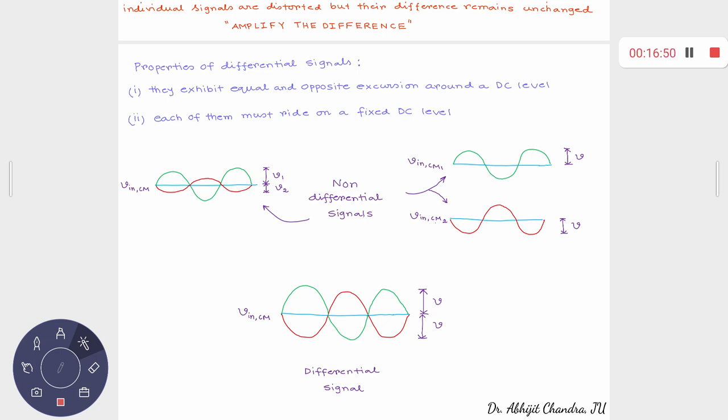Each of these two amplifiers provides one output. What is the overall output of the differential pair or differential amplifier? It's nothing but the difference between the two amplifier outputs. If I take the output from the collectors, then the overall output is nothing but the collector 1 output minus the collector 2 output, not vice versa. Clear?